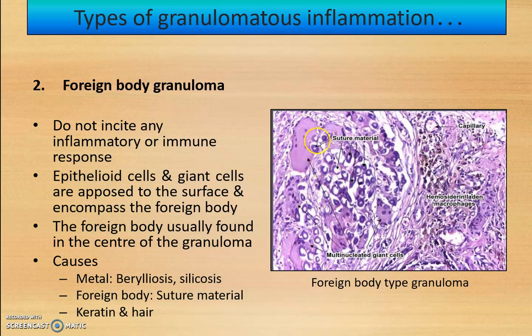We have these multinucleated giant cells, and as you can appreciate here, in comparison to the previous multinucleated giant cells, the nuclei are arranged more haphazardly. Okay, they are not arranged at the periphery, but more haphazardly. This is the type that we call the foreign body multinucleated giant cell. And the foreign body is usually found in the center of the granuloma. It can be caused, in this case, by suture material. It can be caused by metal, and it also can be caused by keratin or hair within your tissue.